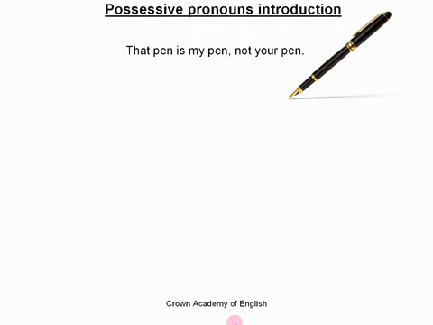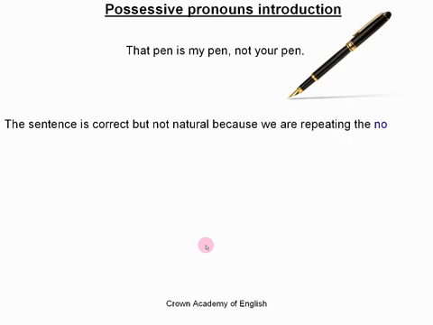That pen is my pen, not your pen. Now, this sentence is correct, but it is not natural because we are repeating the noun. We have the noun here, here, and also here. So we are repeating it, and it doesn't sound very good. Okay? So the sentence is grammatically correct, but it is not very good.